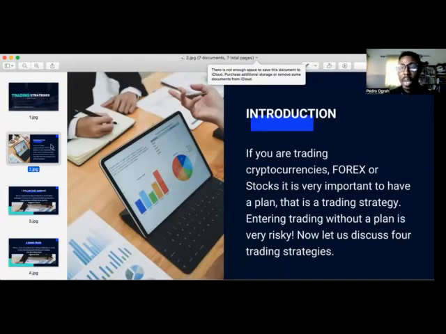Now, if you're trading cryptocurrency or forex or stock, it is very important to have a plan. When I say have a plan, you don't enter the market without having a plan. And that plan is what you call a trading strategy. So you enter the market with a plan, with a trading strategy. So you need to ask yourself, which trading strategy do you want to enter the market with?